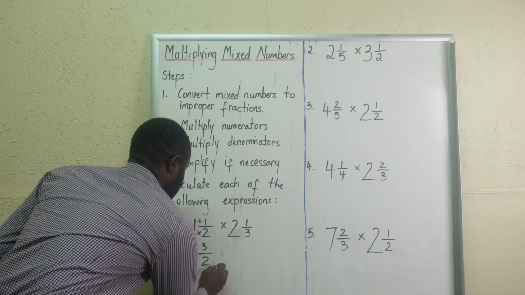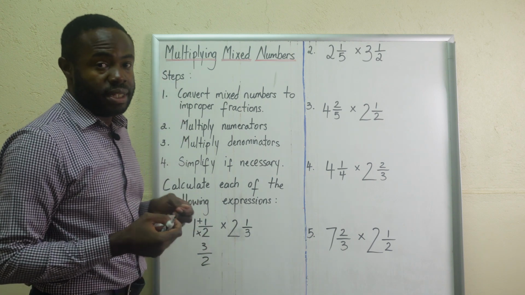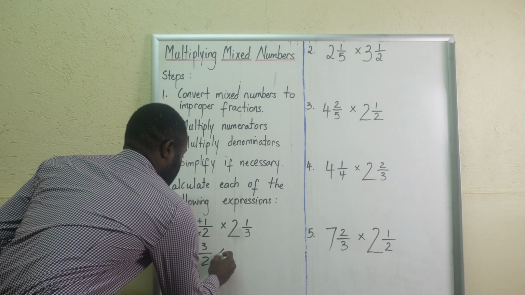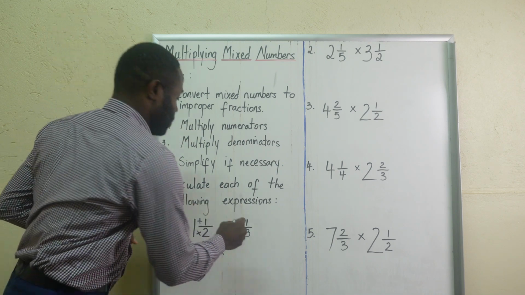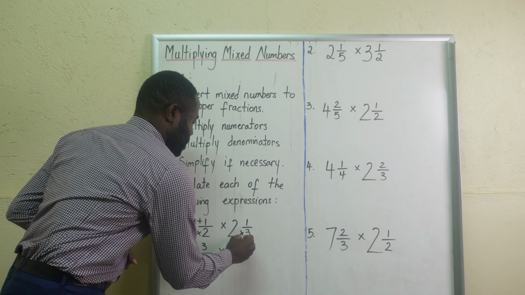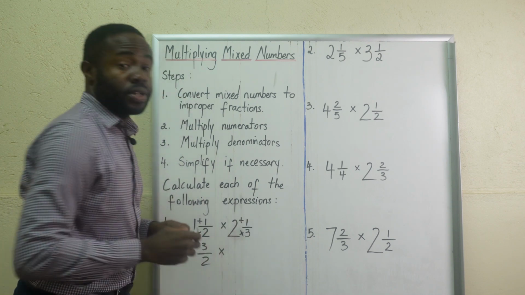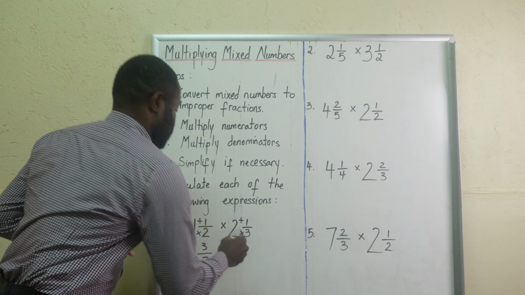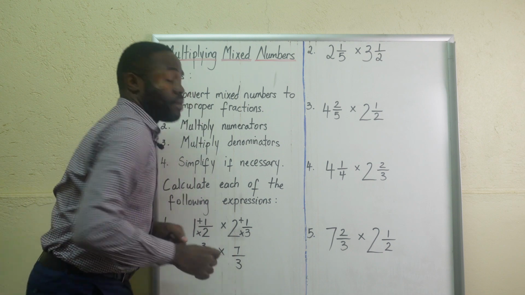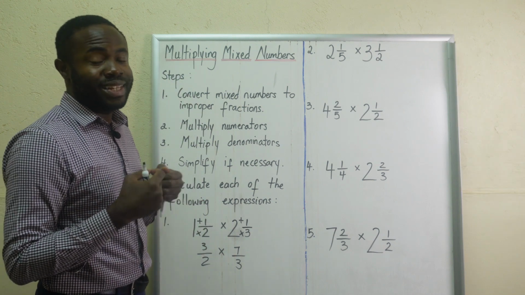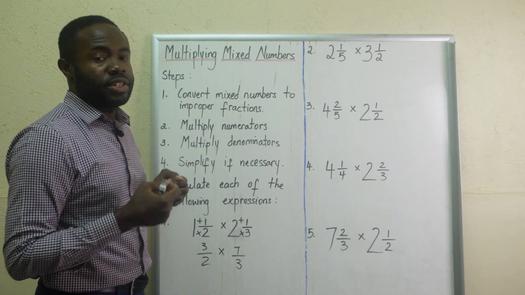And then we write back our denominator. Then we put our operator, which is multiplication. Let's convert the next mixed number. So it's 3 times 2, which is 6, plus 1, which is 7. So it's 7 over 3. So write back your denominators. Remember now, your denominators do not change.